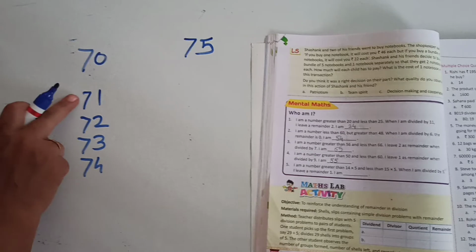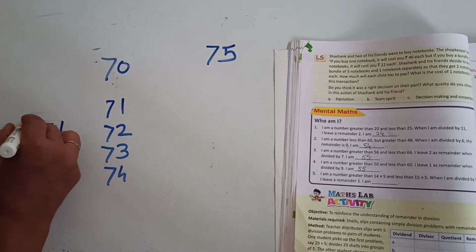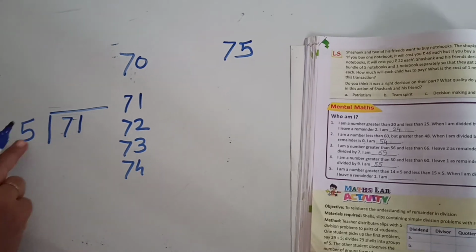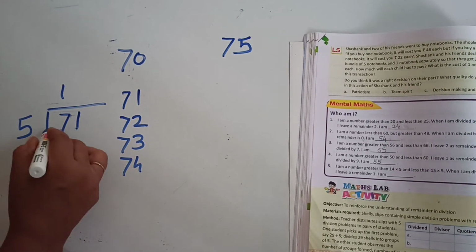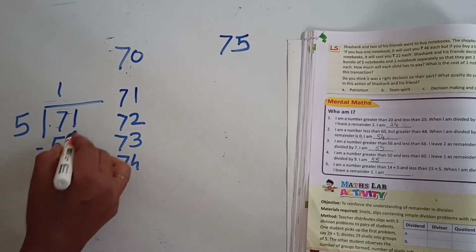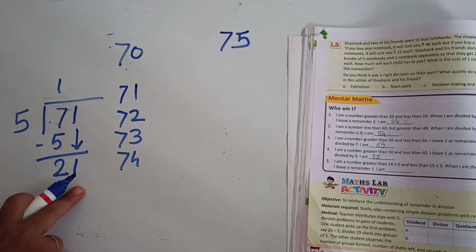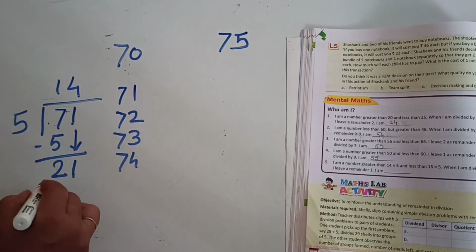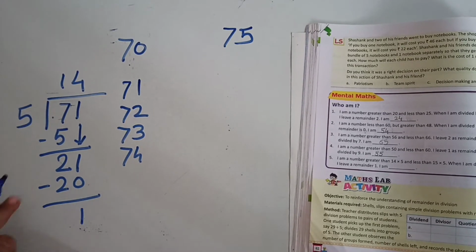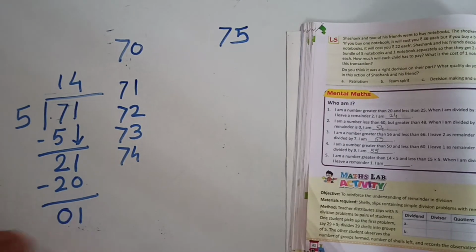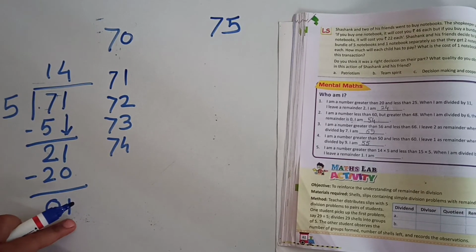So first we will take this 71. Okay, 71 divided by 5. Okay, here 5 1s are 5. 7 minus 5 is 2. Then take 1 down, 21. Then 5 4s are 20. Okay, here 1 minus 0 is 1, 2 minus 2 is 0. Here the remainder will come 1.